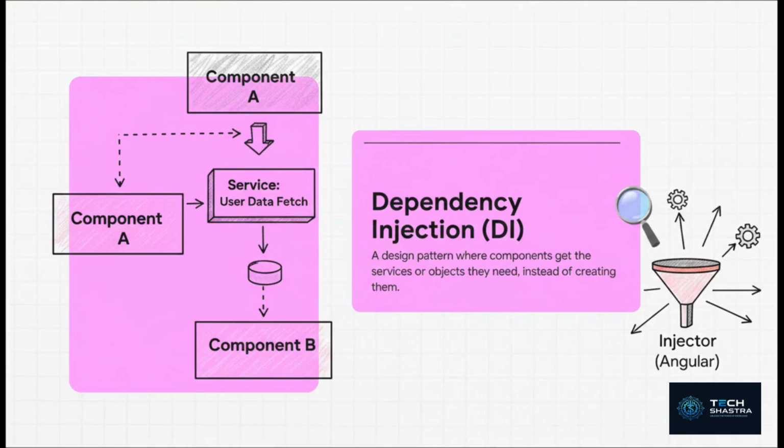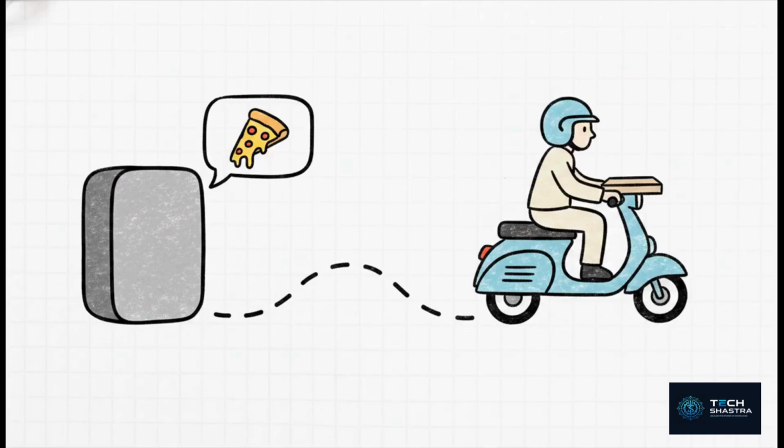Okay, next up is a term that sounds way more complicated than it is: dependency injection. So imagine your component needs to get some user data from a server. Instead of writing all that code inside the component itself, it just asks for a user data service. Then Angular just injects or provides that service, which keeps your component's code super clean and focused. Let's think of it this way. Your component doesn't need to know how to make a pizza. It just has to say, hey, I need a pizza, and the dependency injection system delivers it right to its doorstep. This keeps your components clean, focused on doing their one job, and makes them so much easier to test later on.